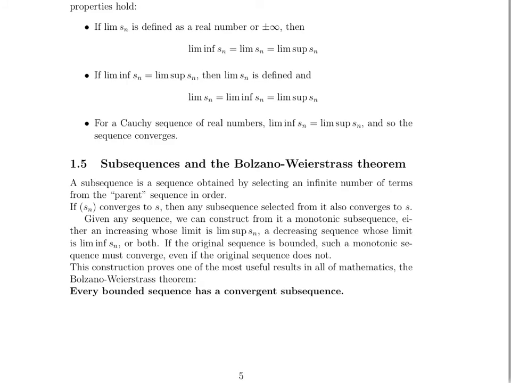Now let's talk a little bit about subsequences. Say here we have a sequence, S sub n, it looks like this. The way that we construct a subsequence from this sequence is by selecting an infinite number of terms from this parent sequence in order. So maybe the first term in my subsequence is this one, and then my second term is this one, and my third term might be S7, and so on and so forth. We keep them ordered, but we may be skipping a couple in between.